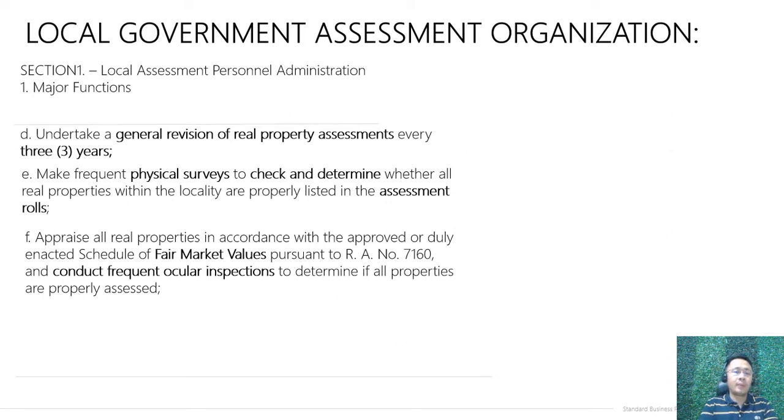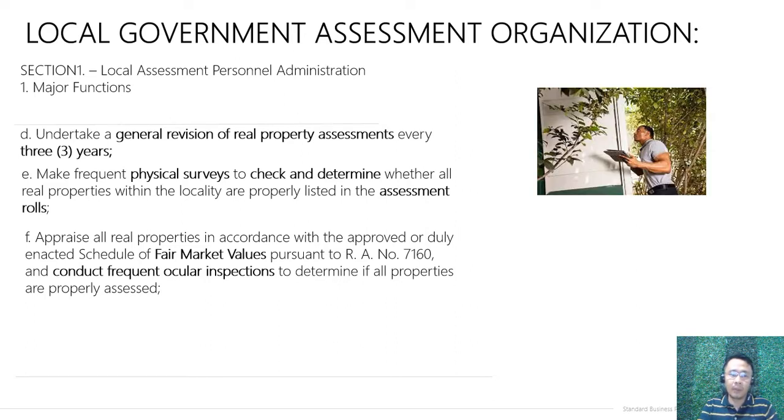Appraise all real properties in accordance with the approved or duly enacted schedule of fair market values pursuant to RA number 7160, and conduct frequent ocular inspections to determine if all the properties are properly assessed.